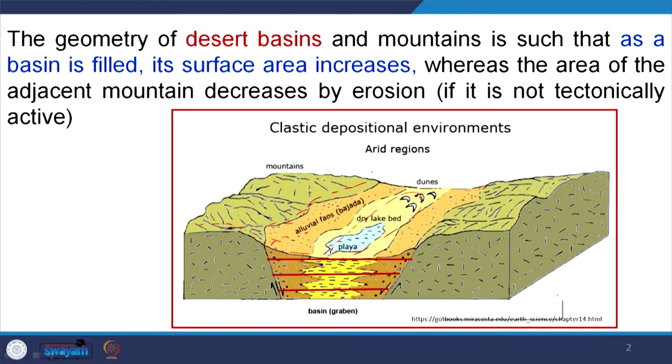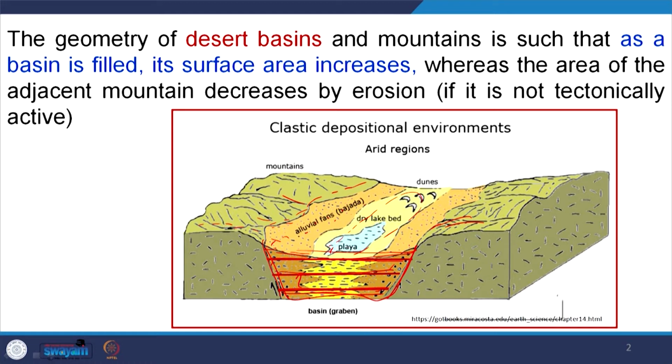Now suppose when this fault was newly formed, the basin was of this much depth. Whatever sediment was produced from the adjacent area was deposited at this level. So this part was filled up, and once this part is filled up, the area of this desert basin, which was less, slightly grows. Similarly, again this part is filled up, and the area finally is this much.